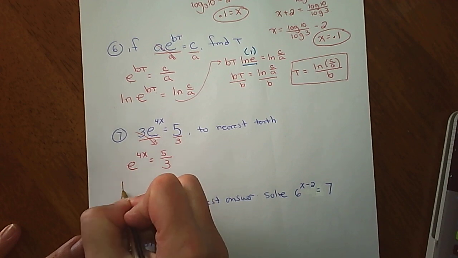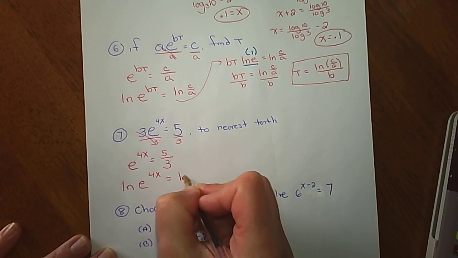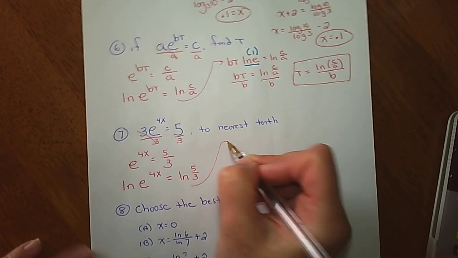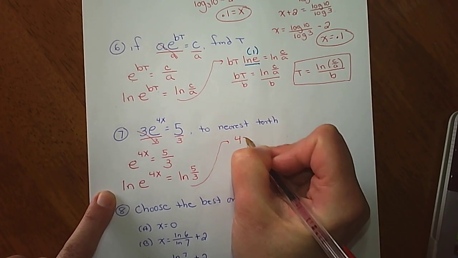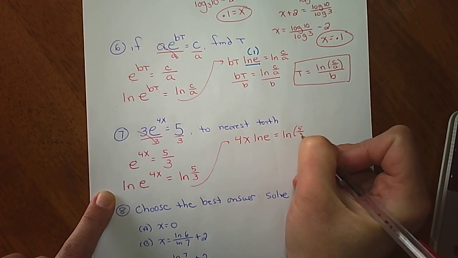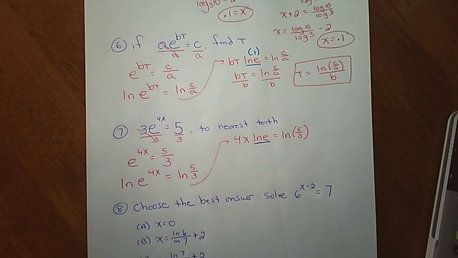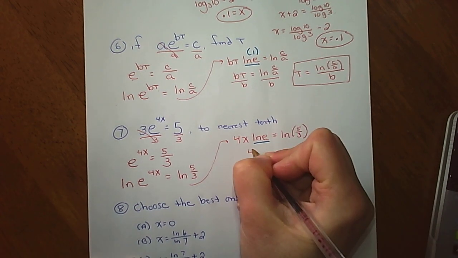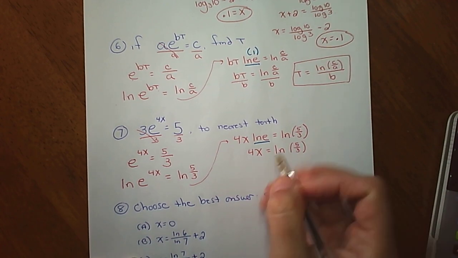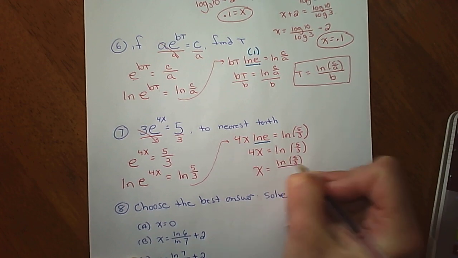Now I'm going to log it. Natural log of e to the 4x equals the natural log of 5 over 3. All right, so I'm going to bring it up here. And then the next step is this exponent should have fallen in front. And again, natural log of e becomes the number 1. So this becomes 4x equals the natural log of 5 over 3. And then divide by 4, right? So you get the natural log of 5 over 3, over 4.